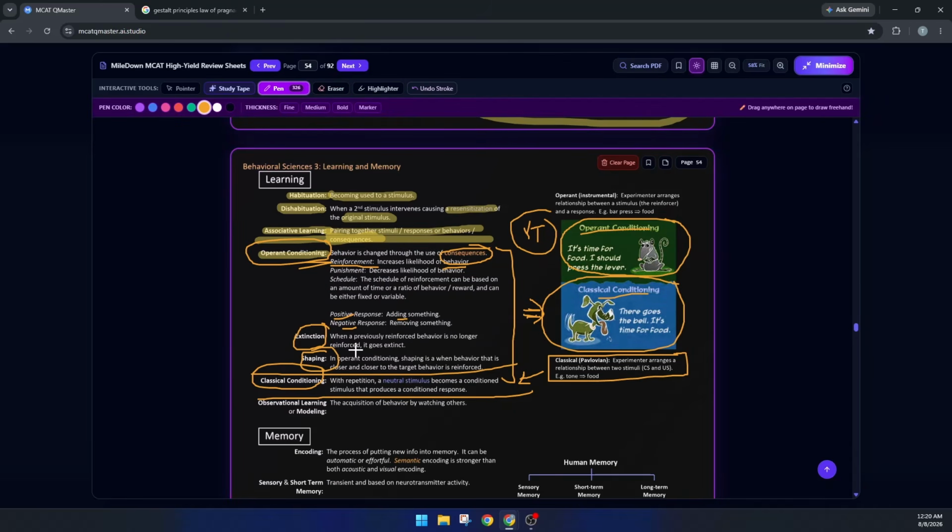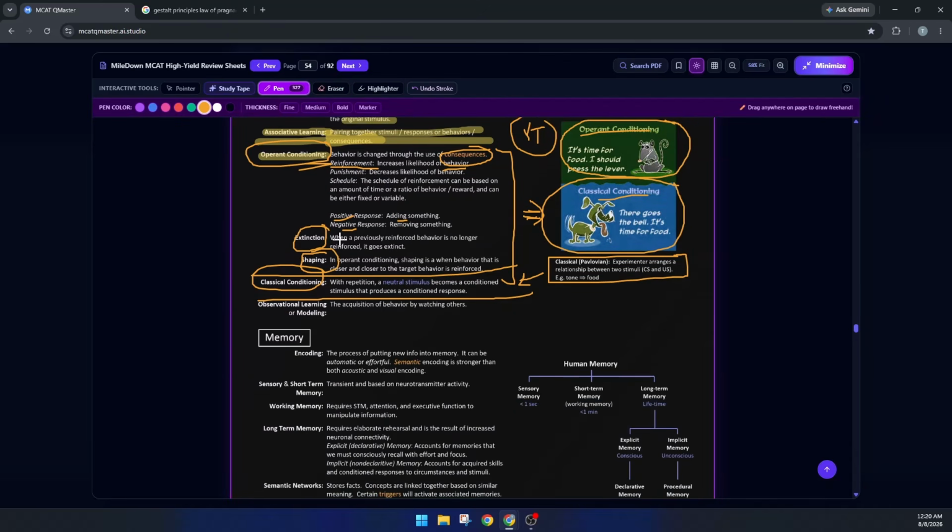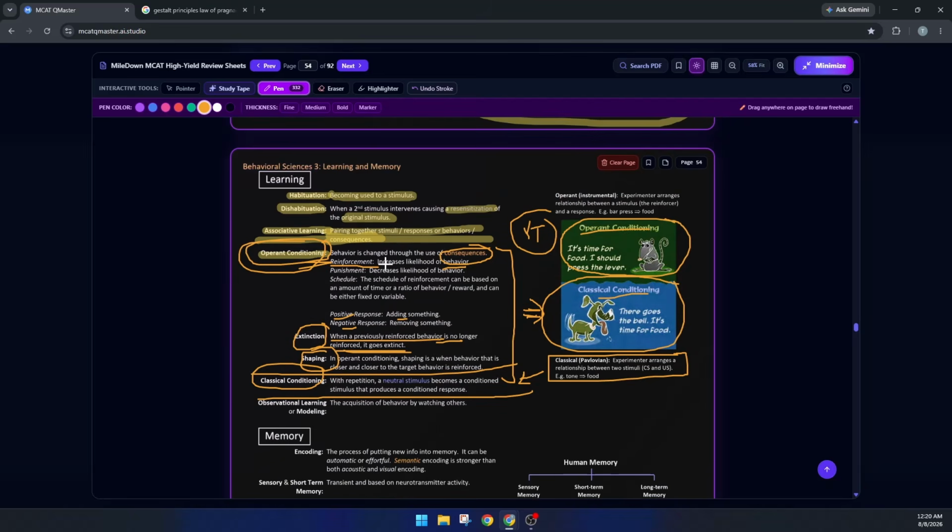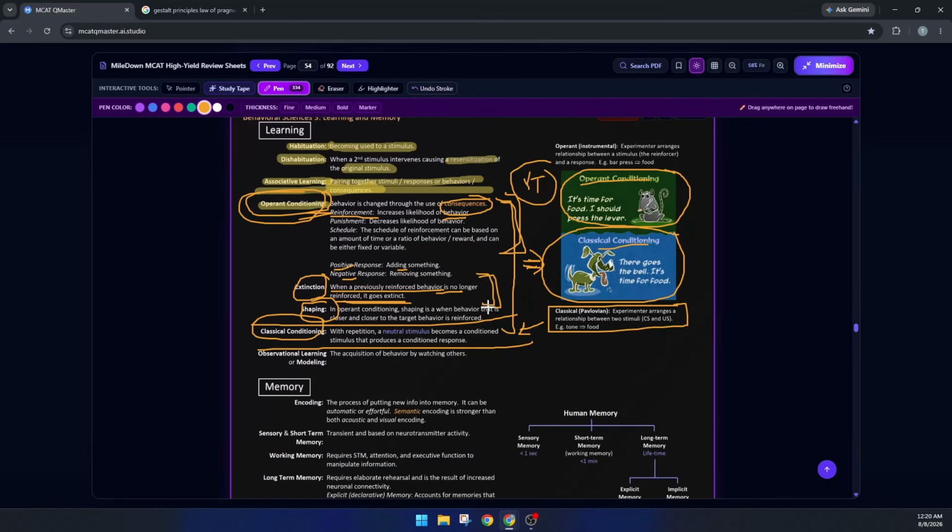Extinction and shaping, these are pretty self-explanatory terms to just read over yourself and understand. So extinction is when a previously reinforced behavior is no longer reinforced, so it goes extinct. Operant conditioning means you're conditioning someone to do a behavior, right? But then it goes extinct. So that means it's gone. You stop reinforcing and it's gone now.